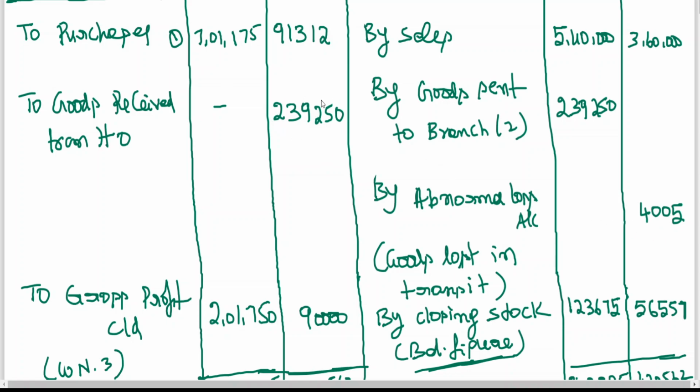So since this entire 2,39,250 has been assumed as sales by head office, this is a purchase for branch, sales for head office. So the unrealized profit is on the entire goods sold. That is the reason why they have given that 57,750, and they are expecting the students to make a mistake, saying that 57,750 is wrong, this 56,557 is correct. No, the contention is that this 4,005 is also unsold, but on this 4,005 also they have treated it as sold. And second thing, one more point I need to clarify.